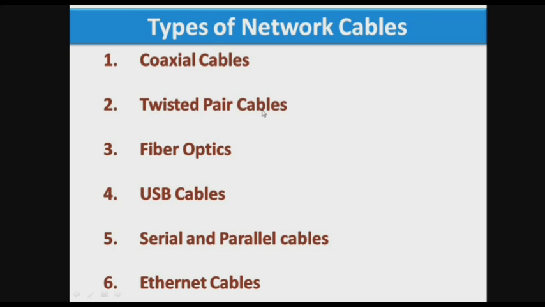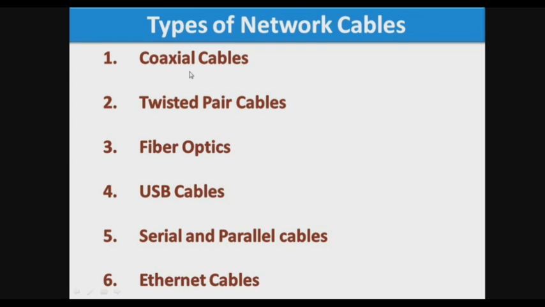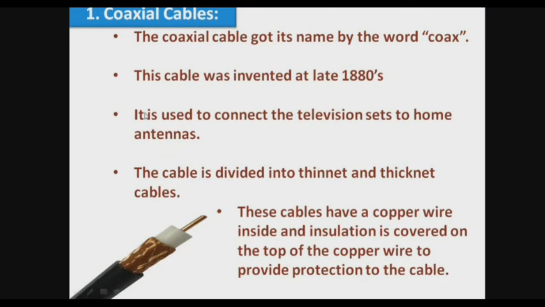Each and every cable is different in its speed and its structure. Let us discuss one by one in detail. The first one is coaxial cable. The name comes from the word coax. This cable was invented in the late 1880s. Initially, it was used to connect the cables in television sets to home antennas. The cable is divided into thin-net and thick-net cables.